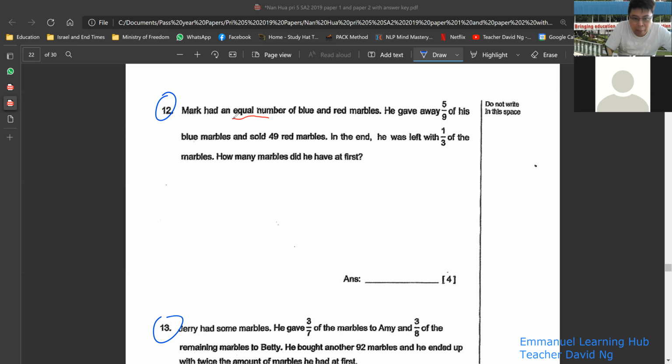Okay, equal number, blue, red. So you draw the model, before and after. Maybe I draw here. So blue, red.